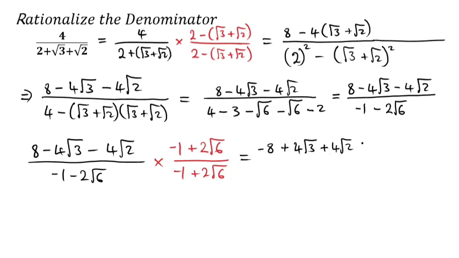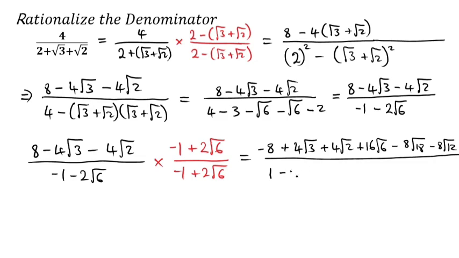2 root 6 times 8 is 16 root 6. 2 root 6 times 4 will give us minus 8 root 18. 2 root 6 times the 4 will give us another 8, so minus 8 root 12. Now all this is divided by negative 1 times negative 1 is 1. Negative 1 times 2 root 6 is negative 2 root 6. Negative 2 root 6 times negative 1 is positive 2 root 6. And lastly, negative 2 root 6 times 2 root 6 will give us negative 4 root 6 times root 6, which is 6.